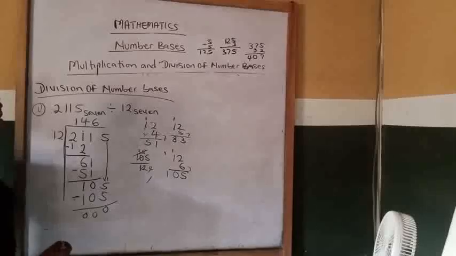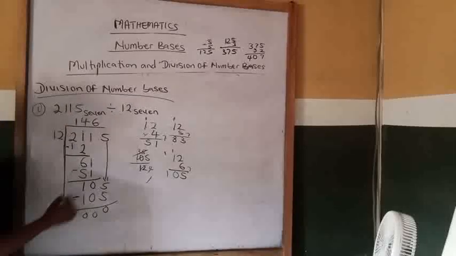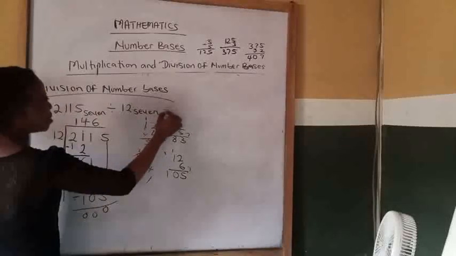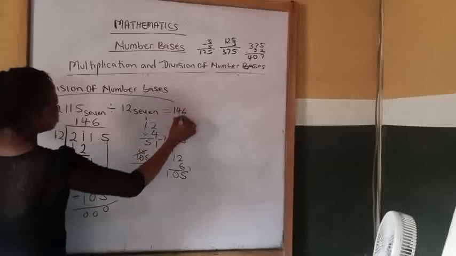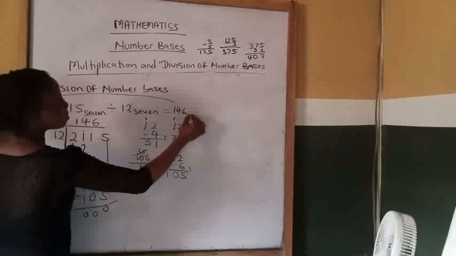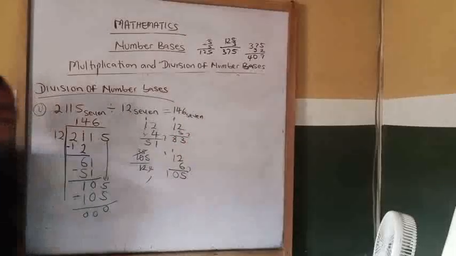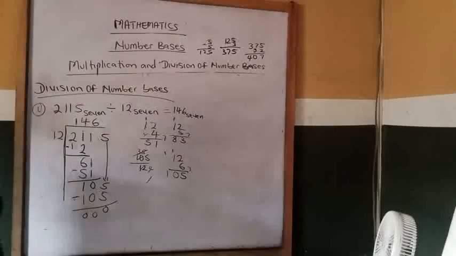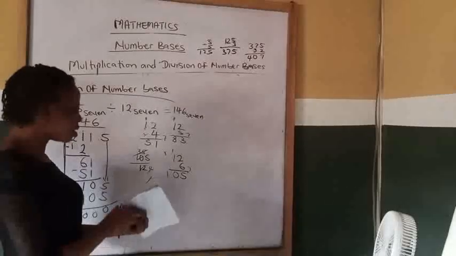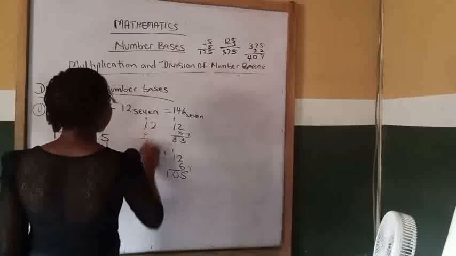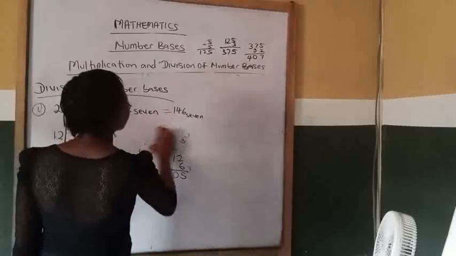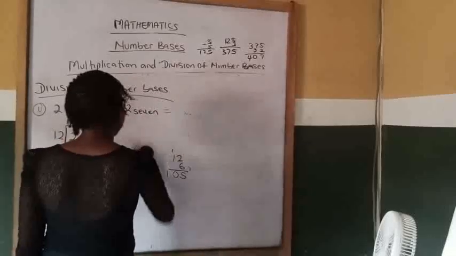So it means that 2115 base 7 divided by 12 will give us 146 base 7. That is the direct division method. So let's use the expansion method, that is conversion of the numbers to base 10 first.